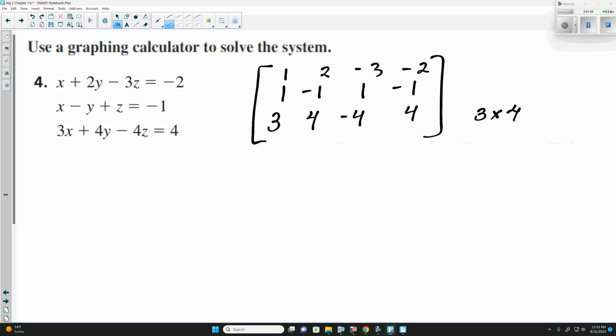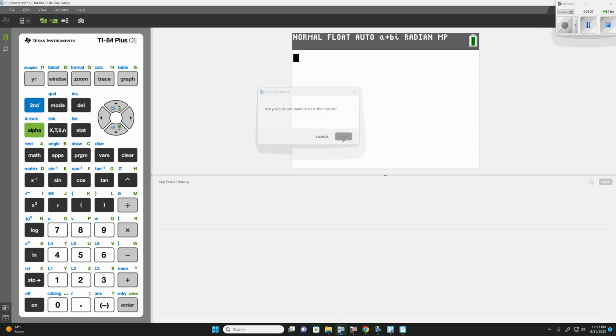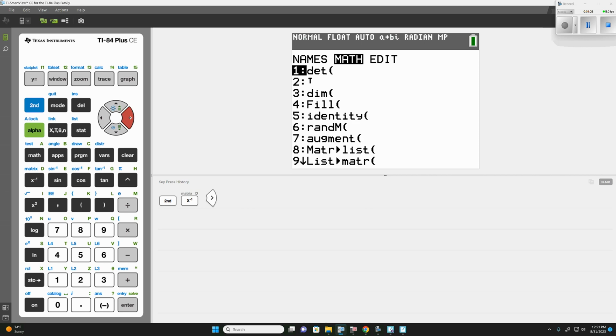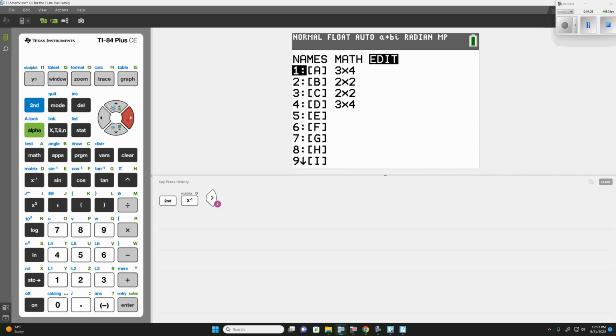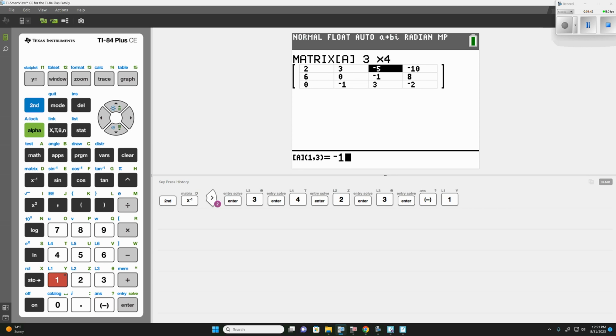Now the next thing we need to do is type this into the graphing calculator. So we can pull the graphing calculator up. Clear. So the first thing we need to do is input the matrix. So we'll do second matrix, and we'll go over to edit, and we'll hit enter. We'll plug this into matrix A. Now matrix A is a 3 by 4, and we type in the first row, which is 2, 3, -1.